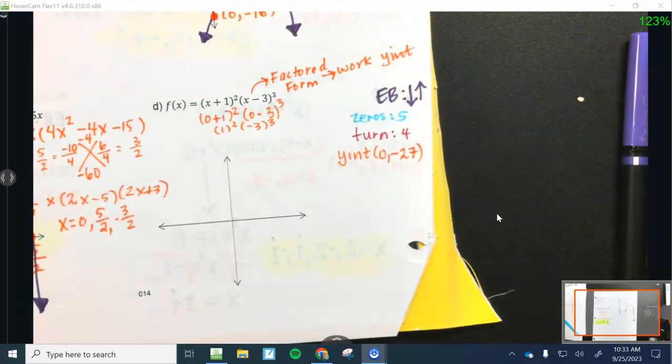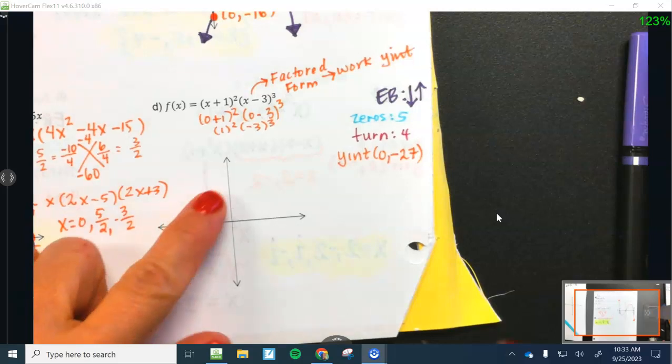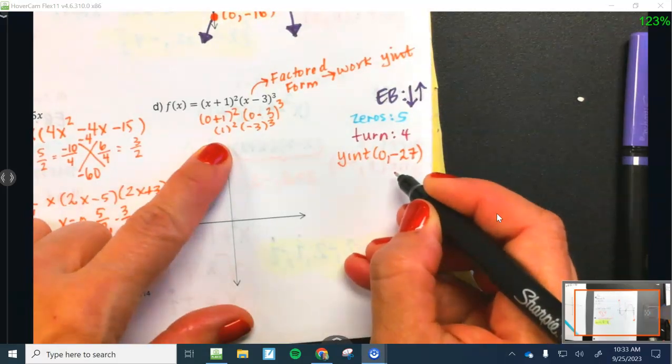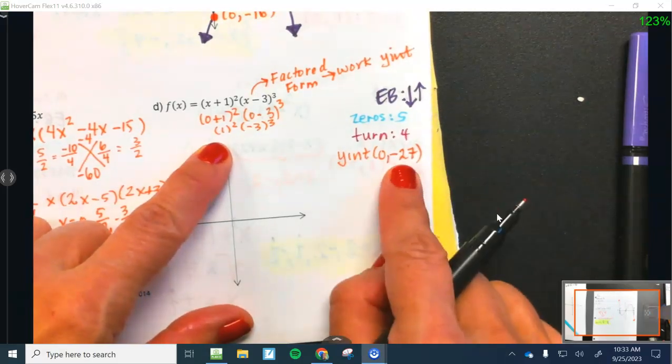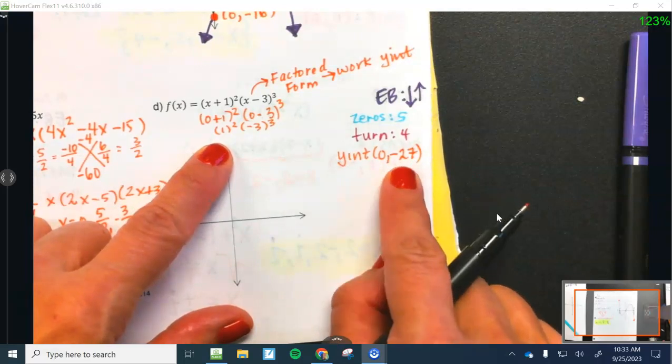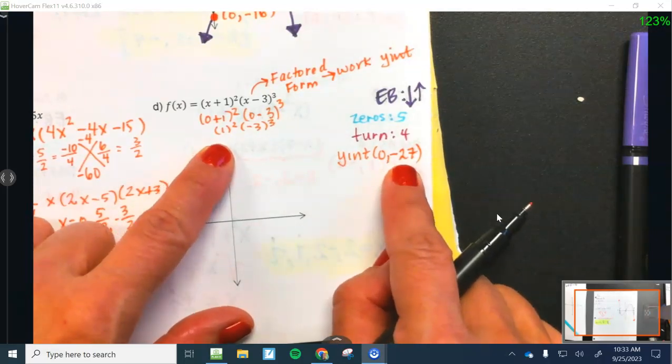Any questions where that came from? Don't get hung up on that. If we have like an x squared or like a 5x in front of the equation, do we just put the y-intercept as 0, 0? Yes. Or do we have to put 0, negative 27? The answer for this is 0, negative 27.